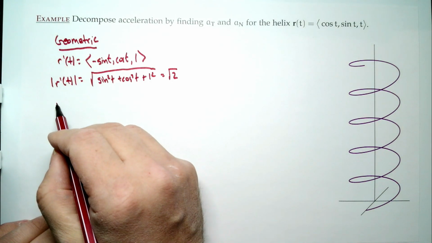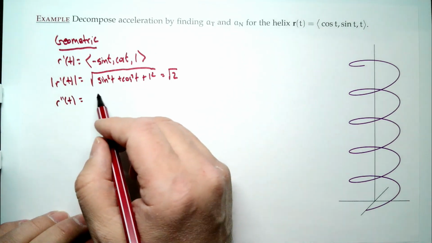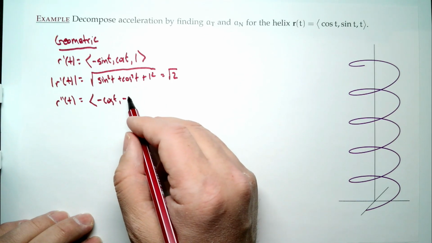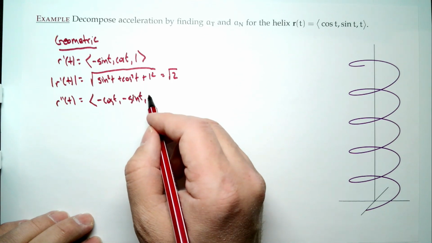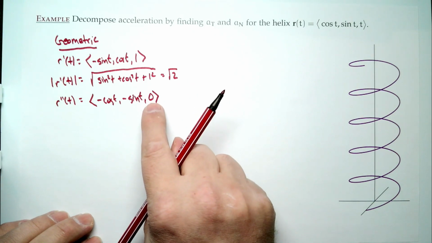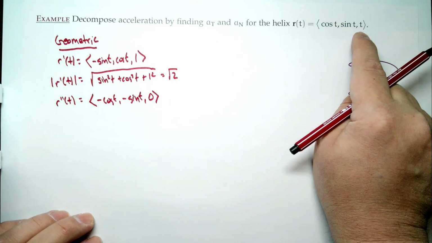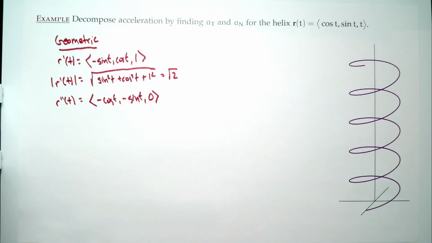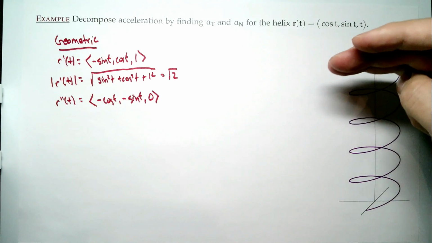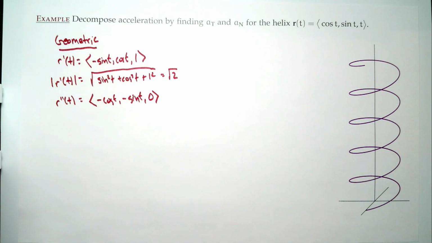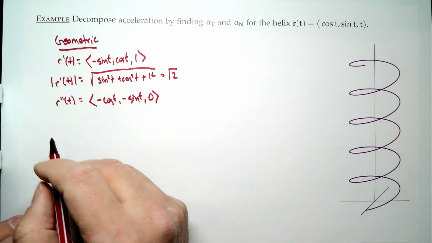We'll need r double prime of t, and that will be derivative of negative sine is negative cosine, derivative of cosine is negative sine, and derivative of 1 is 0. And you'll notice that here the derivative is 0, and we can see that because if you think about the z component, the z part, it's t, which means that we're always moving up at a constant rate. So in the z direction, we're never speeding up, never slowing down.